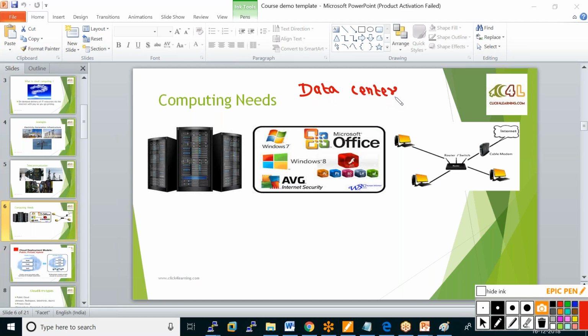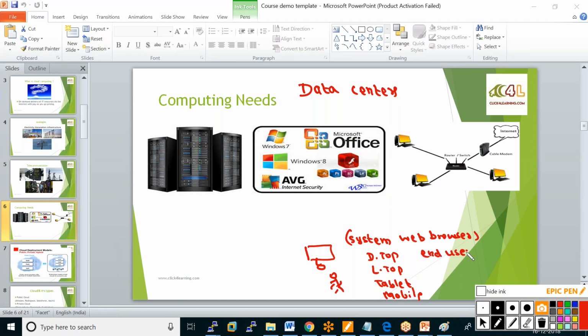So from my side, as an end user, do I need any specialized device? No, what I need is a system, a device with web browsing capacity. A web browser is sufficient. It may be a desktop computer, a laptop computer, a tablet. Even I can make a connection through a mobile. So this is the end user requirement: just a web browser. But I need an internet connection. Through this internet connection, I can connect to the data center and make use of the resources. This is called cloud computing.